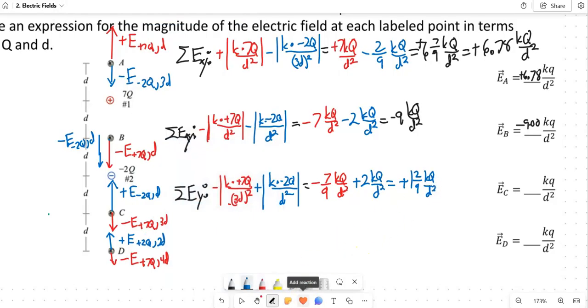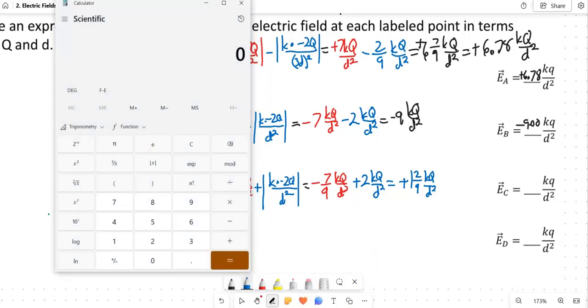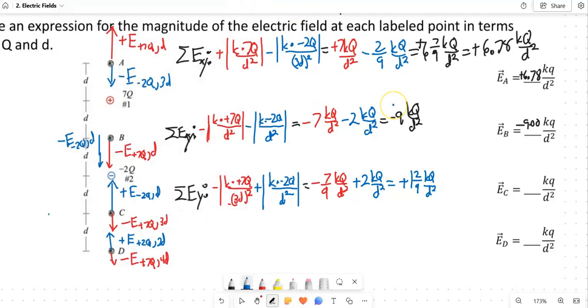So whatever 2 over 9 is, 2 divided by 9, that's 0.222. So adding 1 to that, that should be black ink, positive 1 and 2 ninths kq over d squared. So that's going to be positive 1.22 kq over d squared. So positive 1.22.